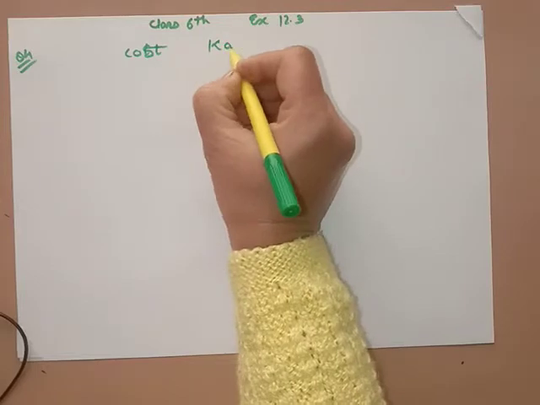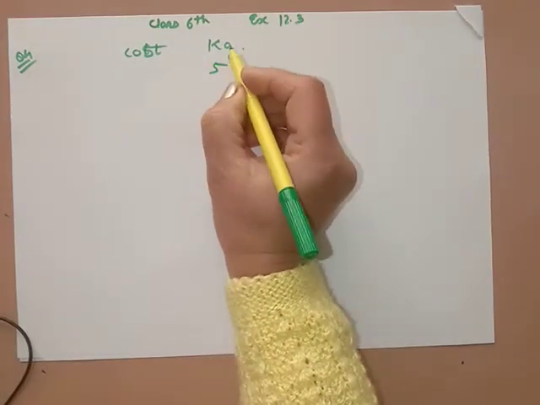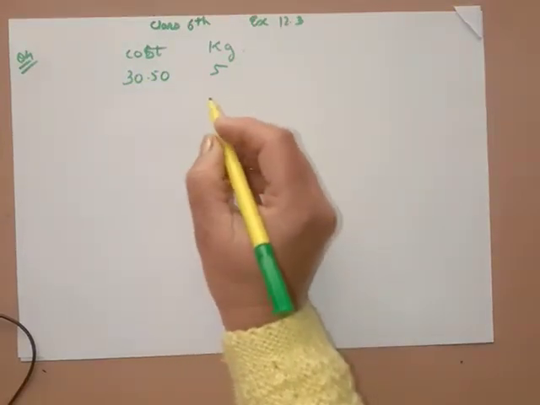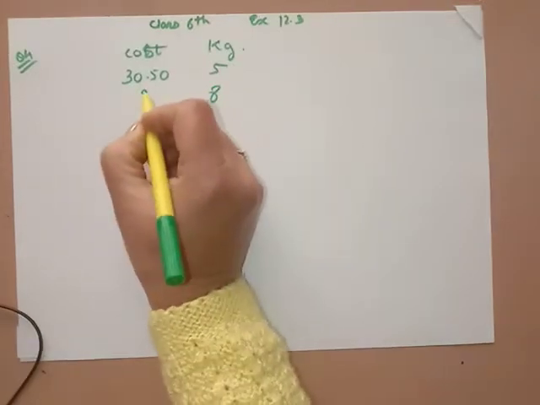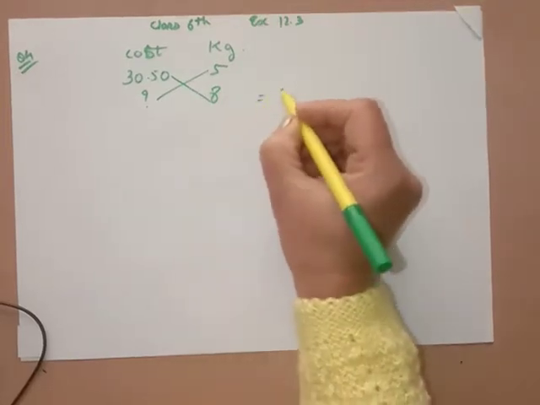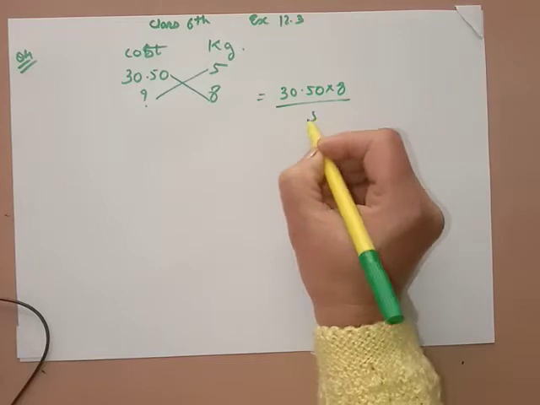Cost and kg. The cost of 5 kg is rupees 30.50. And in part A they told us to find the cost of 8 kg. What is the cost of 8 kg of wheat? We'll do the cross multiplication. That is 30.5 into 8 divided by 5.